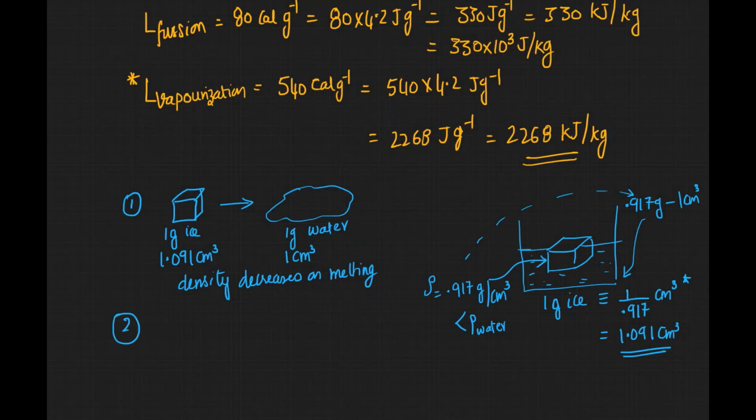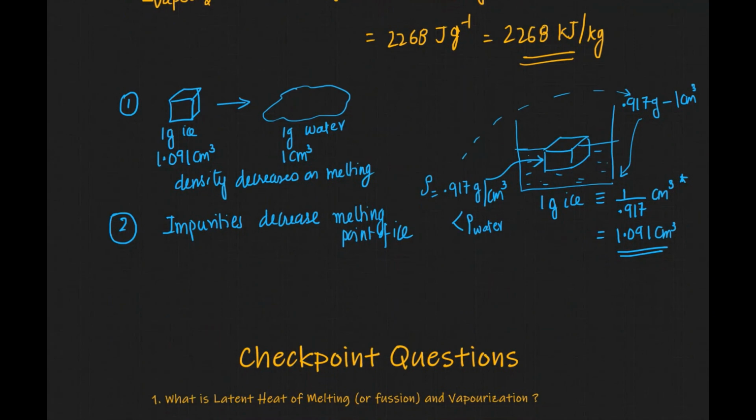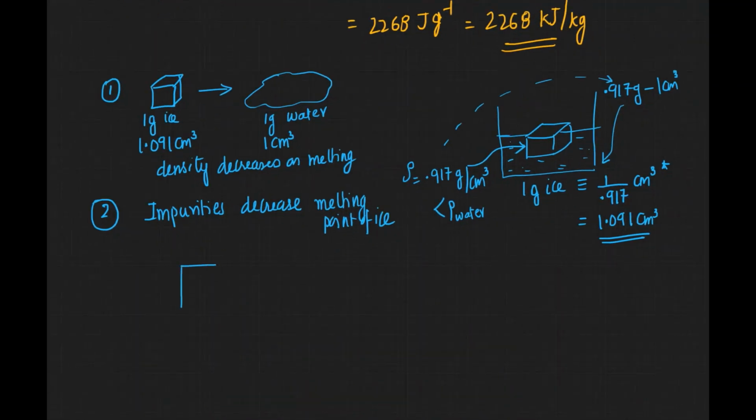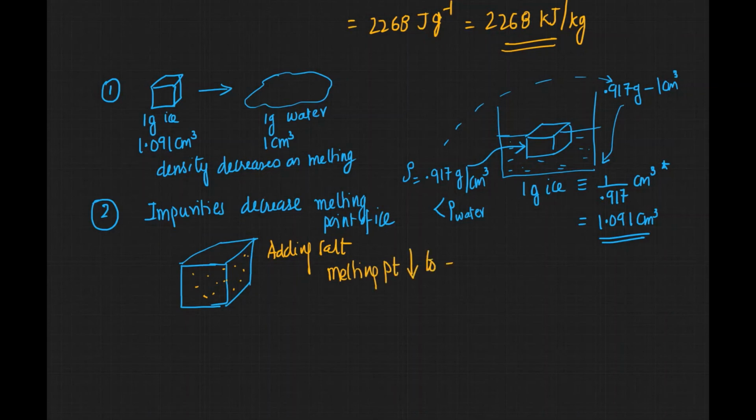The second important thing to remember is that impurities like salt decrease the melting point of ice. So let's see what we mean by that. If you have ice and you mix water and salt and you make it into an ice, let's say by adding salt, the melting point reduces to approximately minus 22 degrees Celsius.